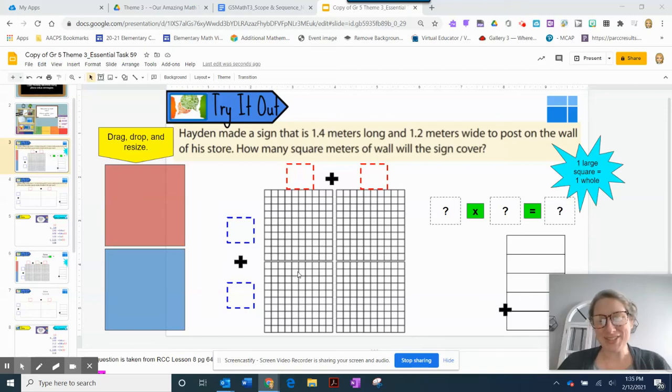Hi, grade 5 teachers. We are going to really quickly be going over how we could use an array model to demonstrate multiplication. We'll see here, this is from Essential Task 59.